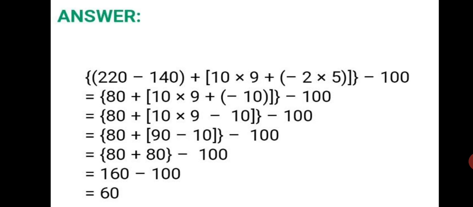Next step, curly brackets begin, 80 plus, square brackets begin. Now inside the square bracket we can see multiplication and subtraction. So we multiply first. 10 9s are 90, minus 10 as it is, close the brackets, minus 100. Now in the third step you see only one inner bracket is there, 90 minus 10, that square bracket. So solve that first. So 80 plus 90 minus 10 gives you 80. 80 plus 80 in curly brackets, minus 100.